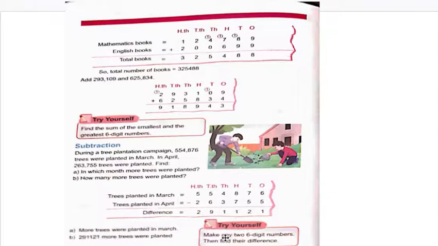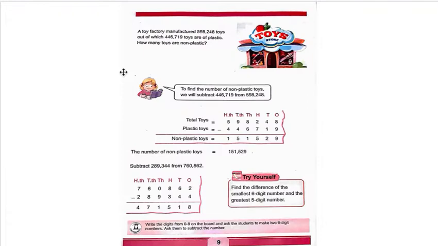Try yourself. Make any two 6-digit numbers, then find their difference. A toy factory manufactured 598,248 toys, out of which 446,719 toys are of plastic. How many toys are non-plastic?